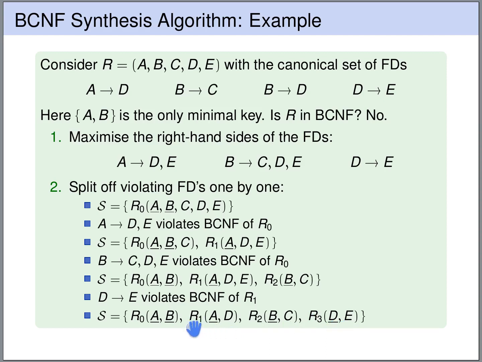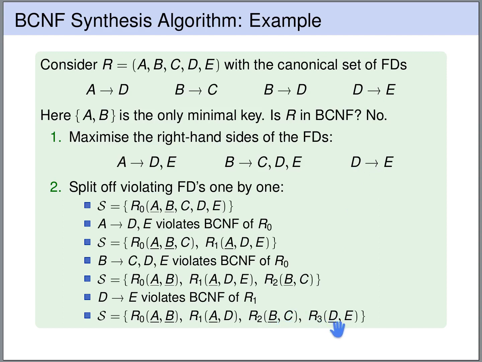Now R1 is fine with respect to this functional dependency because none of the attributes on the right appears in this table. R2 is not violated by this functional dependency. There's no A. It's not violated by the second functional dependency. The B appears in the table, but B is a key of this table, so that's fine. The third functional dependency does not violate R2 because D does not appear in the table.